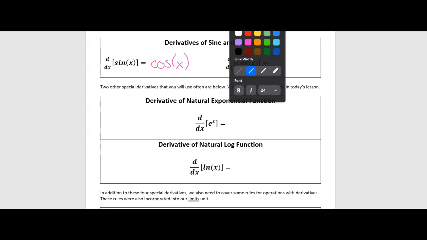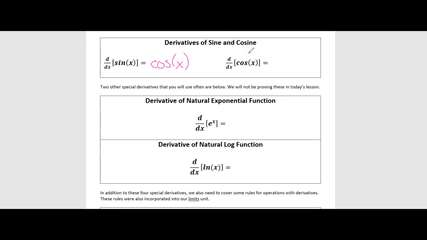Now, this may make you think that the derivative of cosine of x would be sine of x. However, if you watch the proof video, you'll understand that this is not fully correct. The derivative of cosine of x is negative sine of x. So don't forget that negative sign. And you're going to be using these so often throughout the rest of the course that you're eventually just going to know them like the back of your hand, regardless of whether you understand the proof behind them or not.